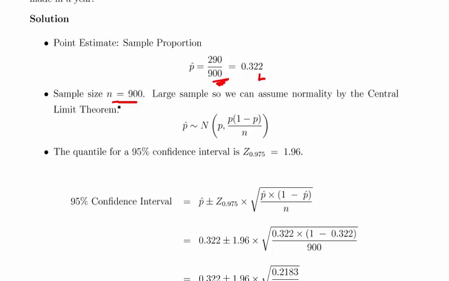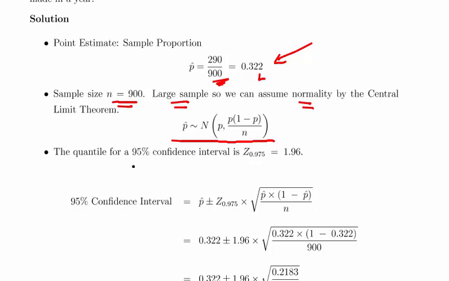Now the sample size is 900, which is a large sample, so we can assume normality by the central limit theorem. That is to say, we can use this expression here: p hat is normally distributed with a mean of p, the true population proportion, and this value here, which is the standard error. We're going to estimate the standard error using our point estimate, so p hat times 1 minus p hat over n. Because it's a large sample, we get to assume the normal distribution.